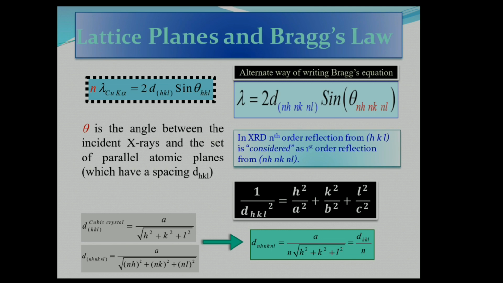So we can conclude that d_hkl = d / n. So in this equation, if n is taken to the other side, we will be getting d_hkl = d / n, which can be written as d_hkl = d_nh,nk,nl / n. Right? So this equation is used to rewrite the equation. So this is an alternate way of writing the Bragg's equation.